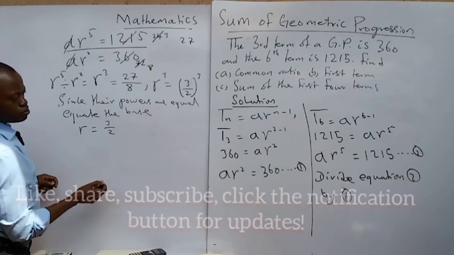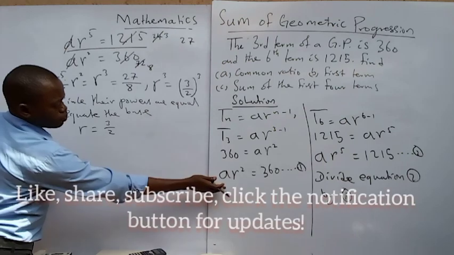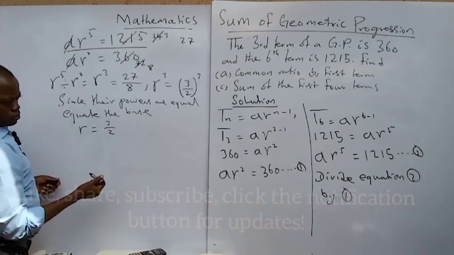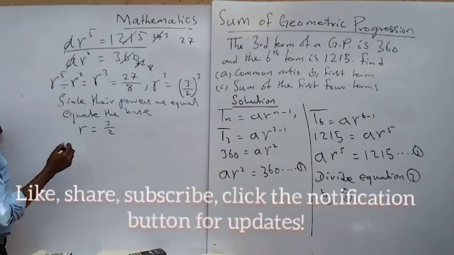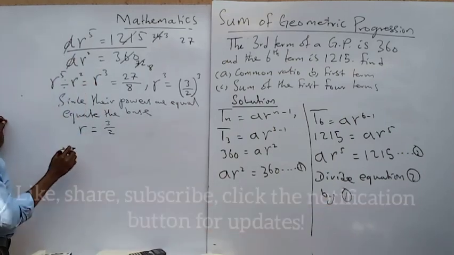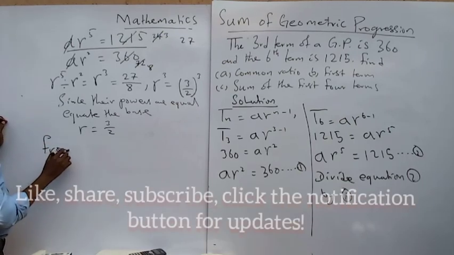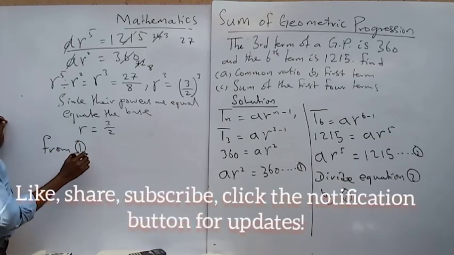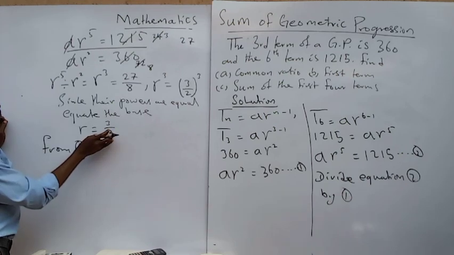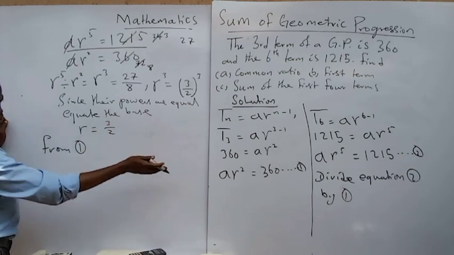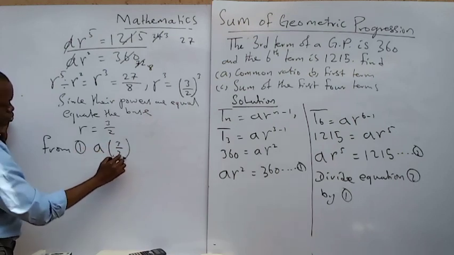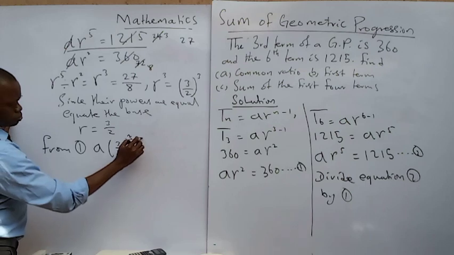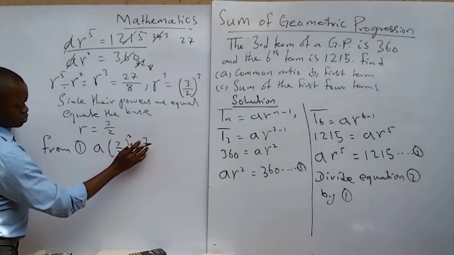With this now, we can quickly run down to equation 1 and get what the first term is. So let me do it over here. From equation 1, we have seen that the common ratio is 3 over 2. We can substitute it in equation 1 and have first term a times (3 over 2) raised to power 2 equals 360.